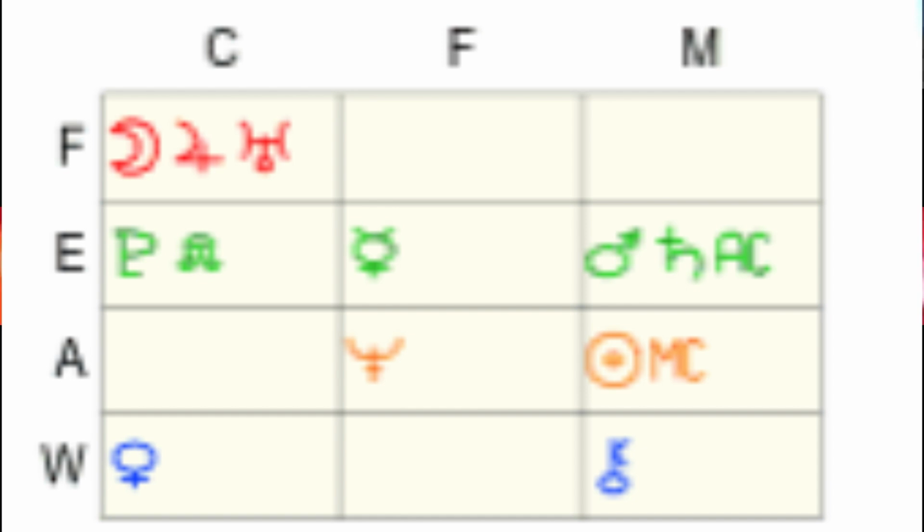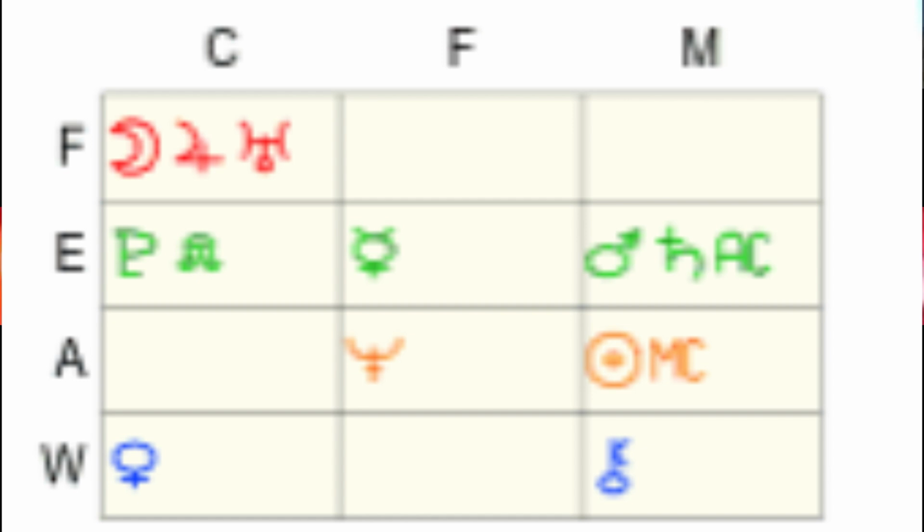This is the little graph on the chart. And everyone, if you go to astro.com and you pull up your chart, it's going to look like this. And this little chart represents C for cardinal, F for fixed, M for mutable. And then we have on the left side, F for fire, E for earth, A for air, W for water.